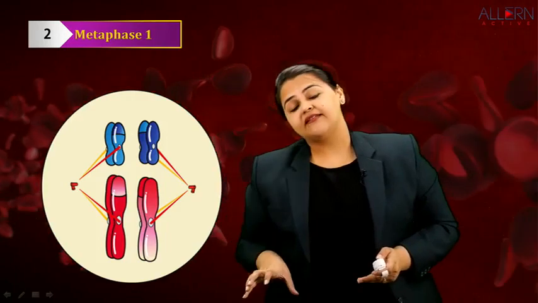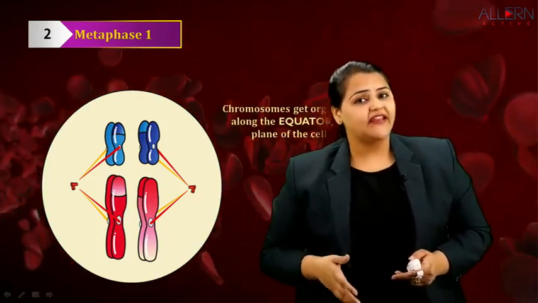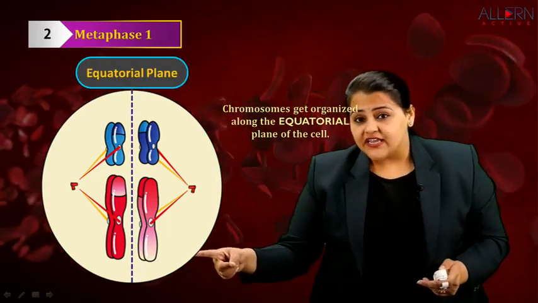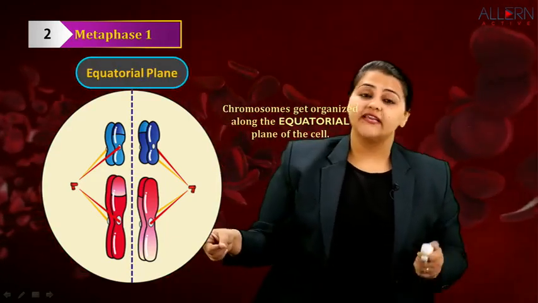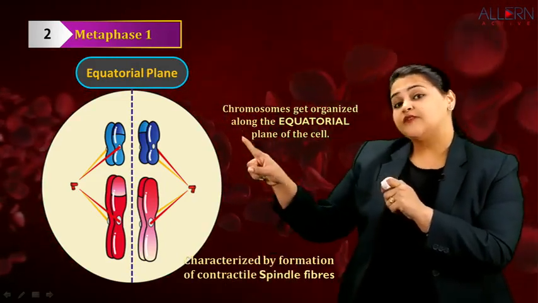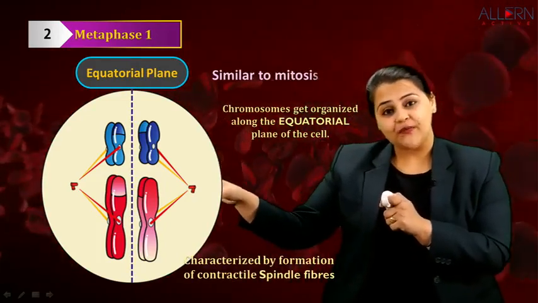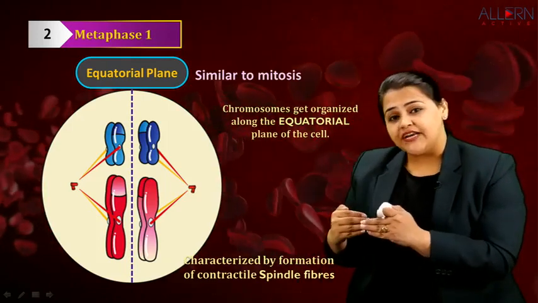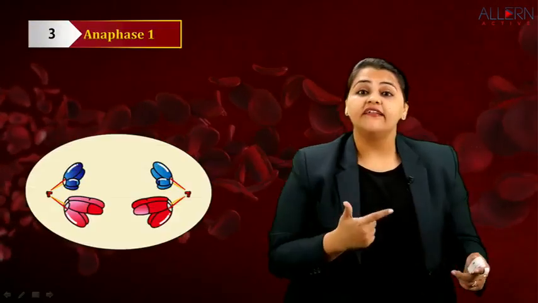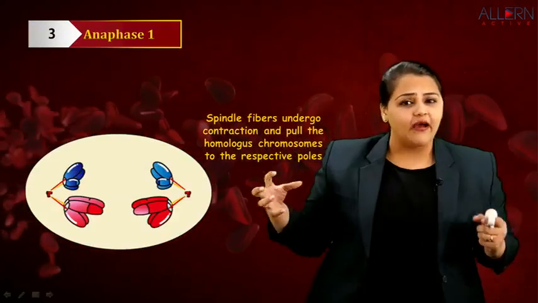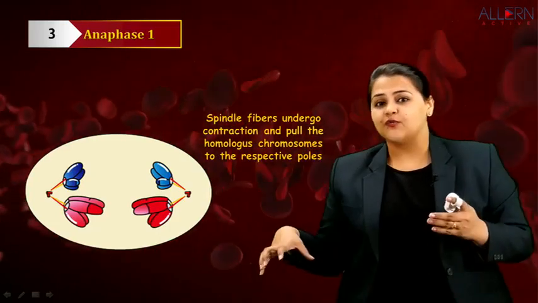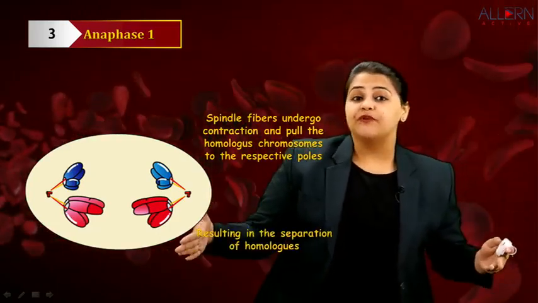That is, they'll appear in a single line. That's the equatorial plane, and that's where they will be pulled apart. They are getting organized along the equatorial plane, and of course the spindle fibers will go and attach to the centromere. So when they attach to the centromere, this is going to be similar to mitosis, and then they enter into anaphase 1, wherein they are pulled apart. Spindle fibers will pull them apart, and of course the homologous chromosomes will go to the two opposite poles.